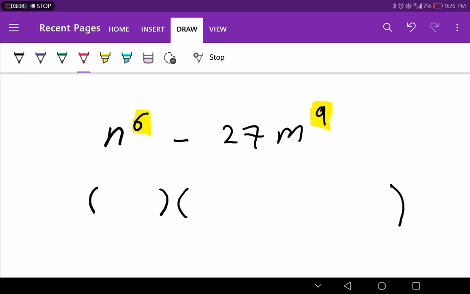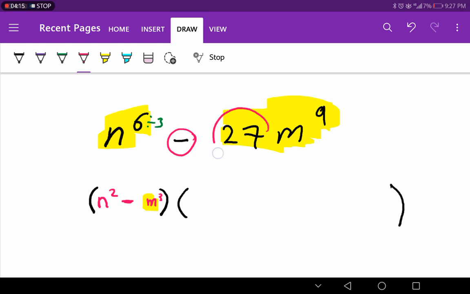Now in the first dish, I take the first part from here, but this time instead of dividing by 2, you have to divide by 3. The power divided by 3, so it gives n with power 2. And be careful, the small dish takes the same sign. In the second part, it is coming from this part. The m with power 9, we divide the 9 by 3, so it gives me m with power 3.